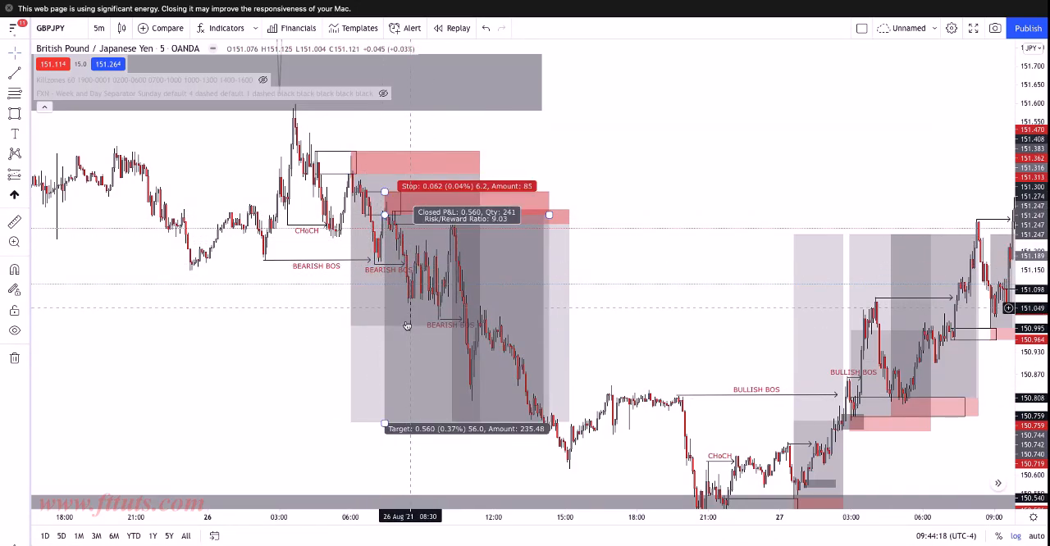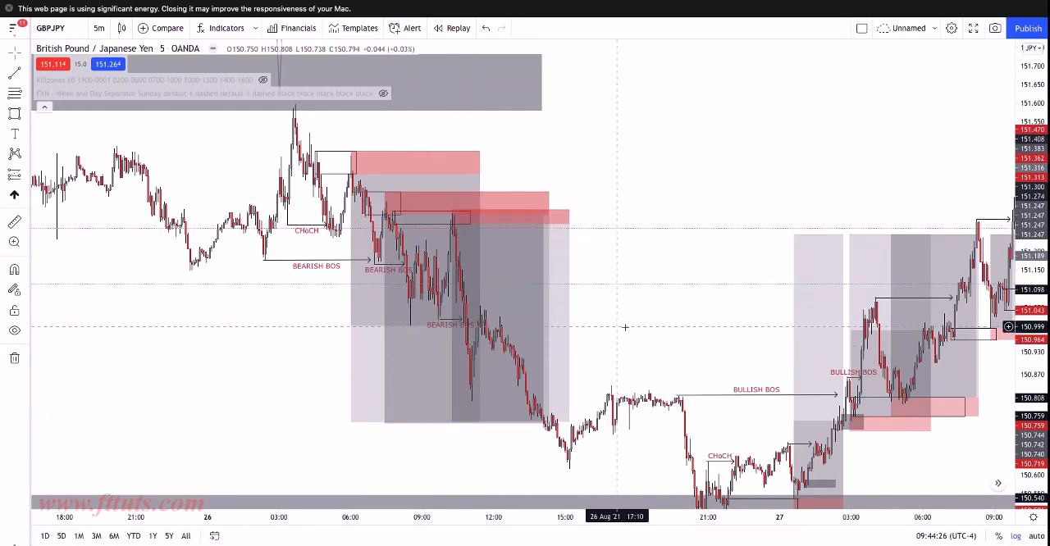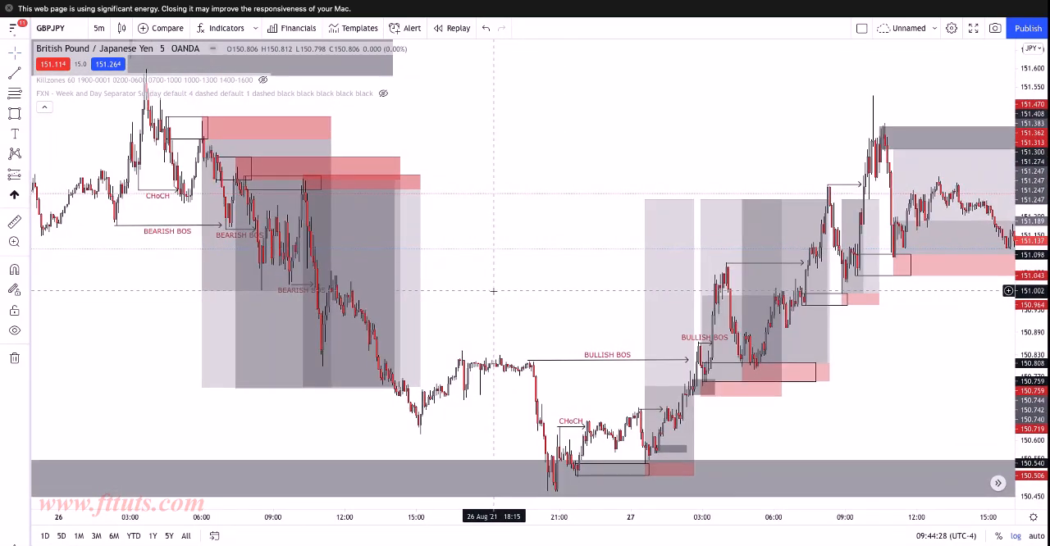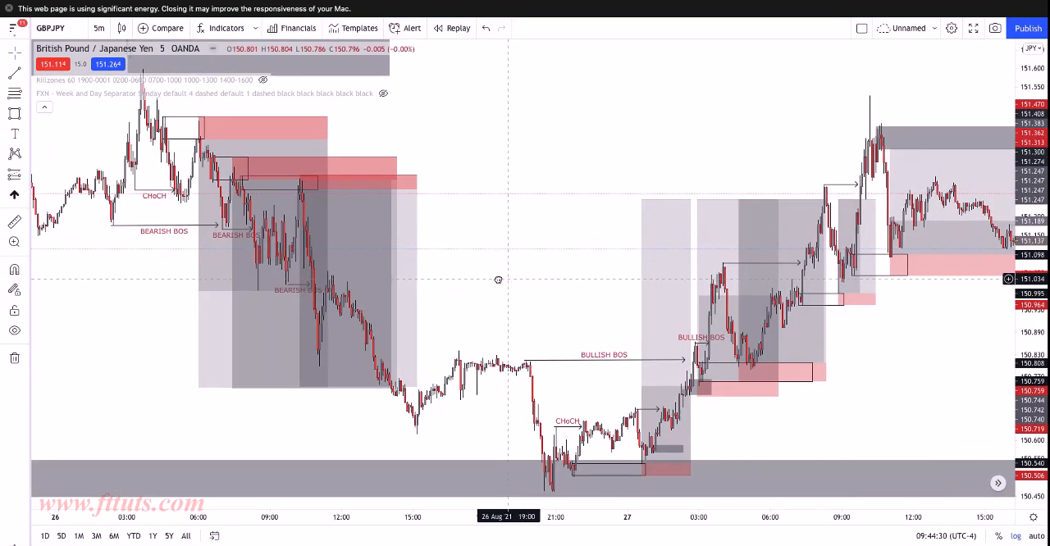Again, break of structure right here. Price pulls back, taps into it. It was a 3-minute zone. Price taps into it and then sells off. It's very straightforward, guys. And this is all it takes for you to stack positions into a winning setup.